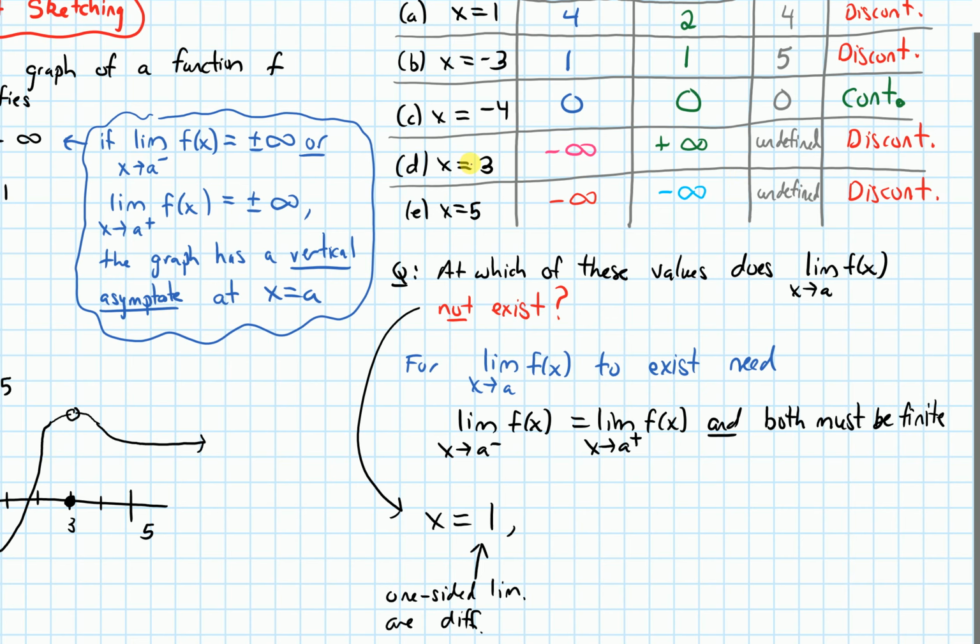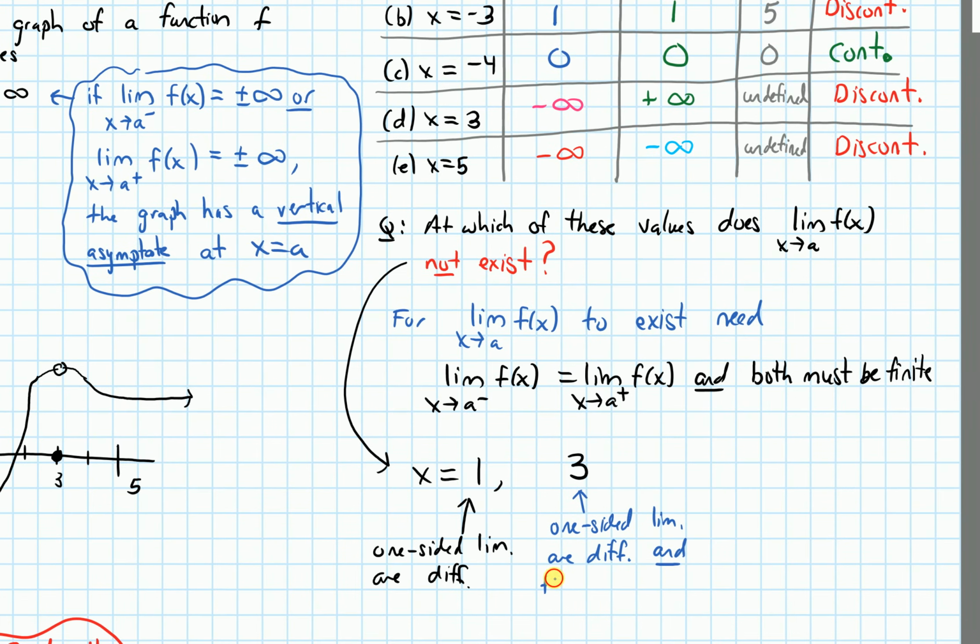What about at x equals 3? At x equals 3, there's actually 2 reasons why the limit doesn't exist. One is there's infinite stuff going on. One's infinity, one's negative infinity. The other reason they don't exist is they're different. So when x equals 3, the limit doesn't exist. 2 reasons. One-sided limits are different. And the second reason is, and they are infinite.